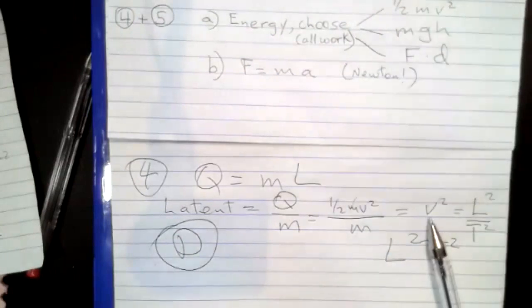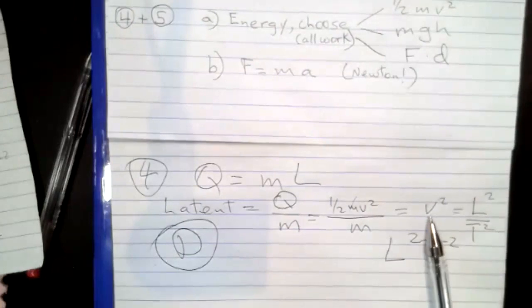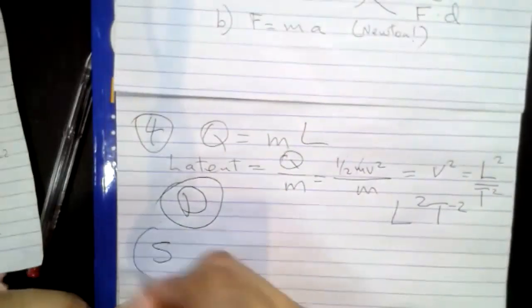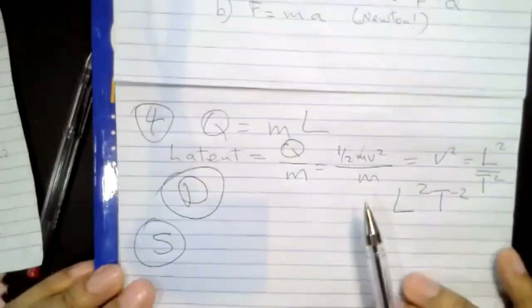And of course, you would be expected to know that velocity would be length over time anyway. Velocity is meters per second, it's length over time. Okay, so the answer for 4 is indeed D.